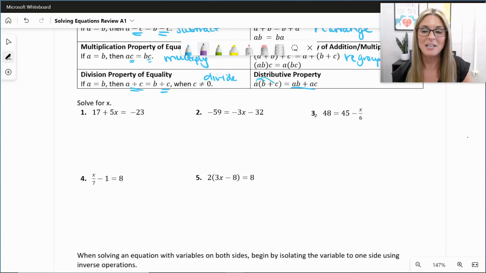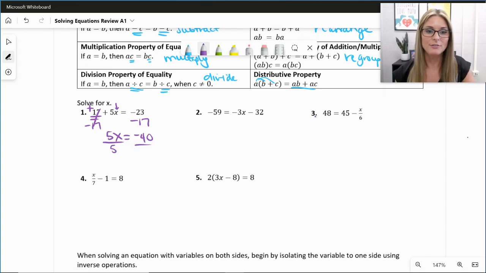So let's begin by walking through some examples, getting warmed up. All of these solve for X. Number 1, 17 plus 5X equals negative 23. We want to isolate our variable, starting by removing the extra term. So I'm trying to get to X, but let's get rid of this extra term 17. That's a positive 17. You need to subtract 17 away from both sides. My left side leaves me with 5X, negative 23 minus 17 is going to give us negative 40.